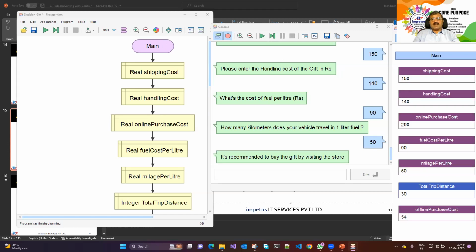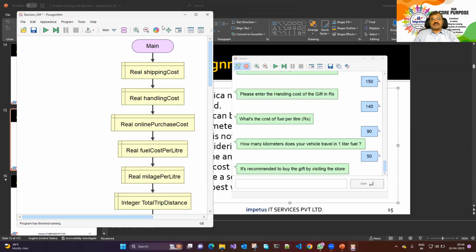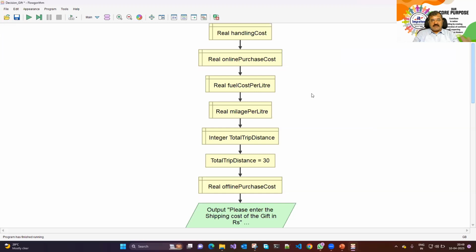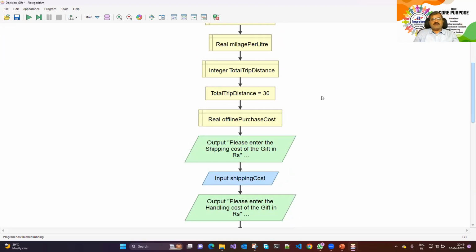Have a look at this particular example, and if there are any queries, any questions, anything that you want to ask, you can ask. Have a look at it and ask if you have any questions.